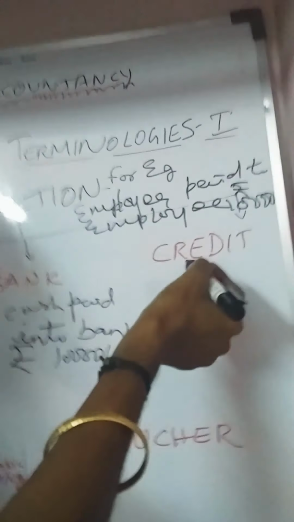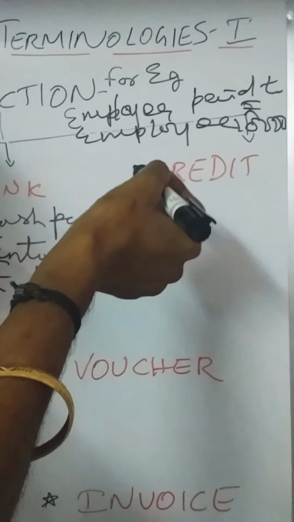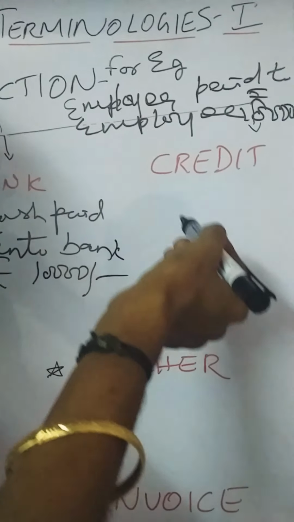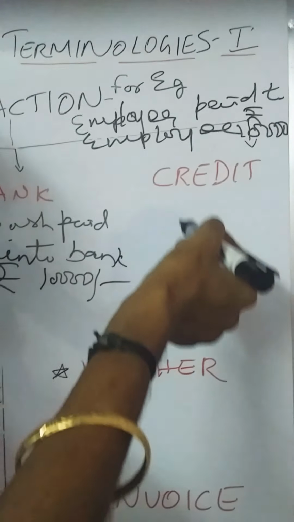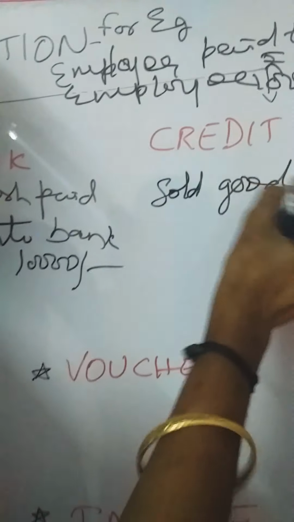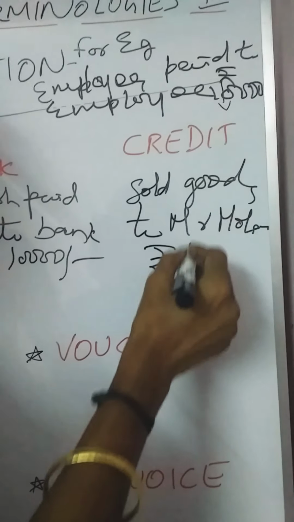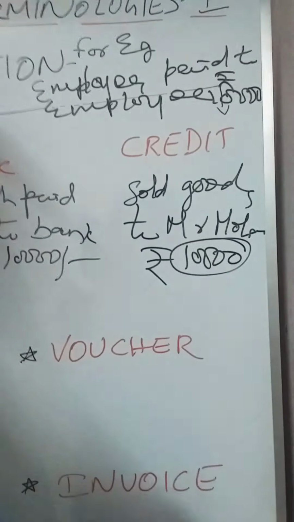The next term we say is a credit transaction. In this, there won't be any immediate cash payments or cash receipts, but they promise us to pay in future. That is a credit transaction. For example, sold goods to Mr. Mohan, rupees 10,000. Here Mohan is supposed to pay his seller rupees 10,000. He promises to pay in future. That is the credit transaction.